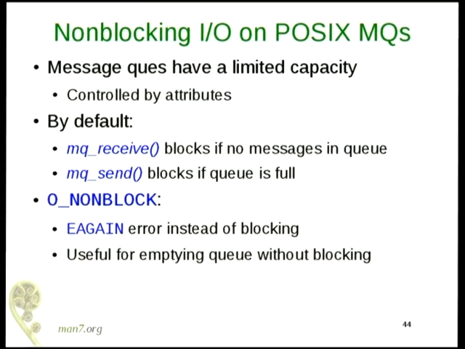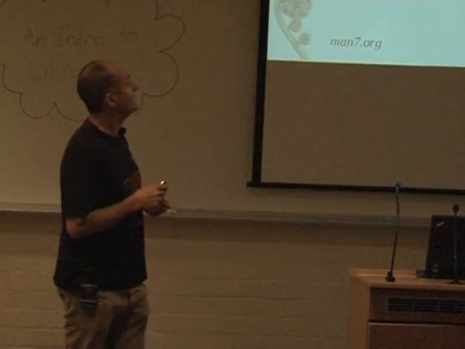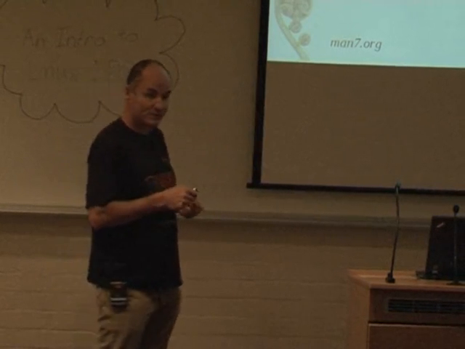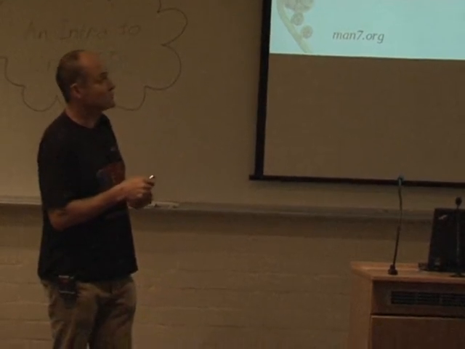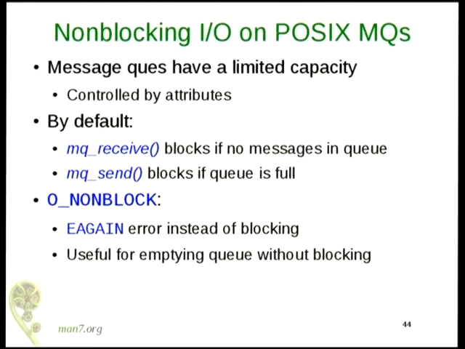Message queues like pipes have a limited capacity. You can control that using the attributes that I talked about before, which I'll briefly mention later on. The two system calls for performing I/O on the queue: receive blocks if there's no messages in the queue, send blocks if the queue is full. O_NONBLOCK, okay, do non-blocking I/O. So in cases where it would normally block, instead of blocking, give me an error instead. So if I try and read from an empty queue, I'll get an error instead of a blocking.